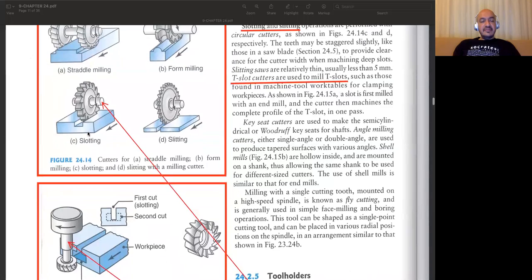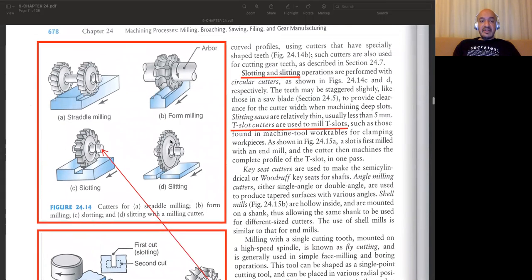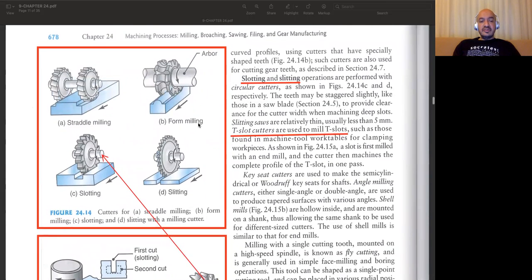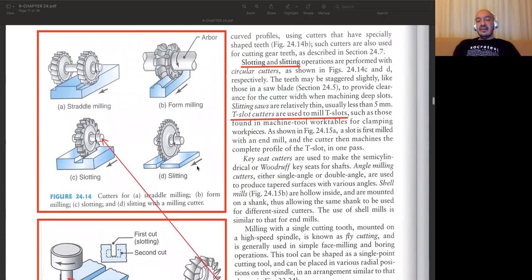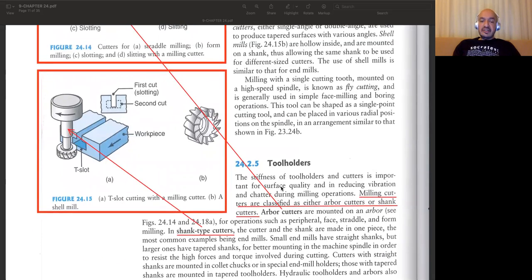Then we have very similar processes, slotting and slitting. They are almost the same. The difference is that in the slotting operation, the width of the groove is a bit larger, but in slitting, this width is quite small, thinner, but the fundamentals are the same. And as you see in all of these processes here, we are using an arbor. This is a tool holder, a highly popular tool holder in milling operations.